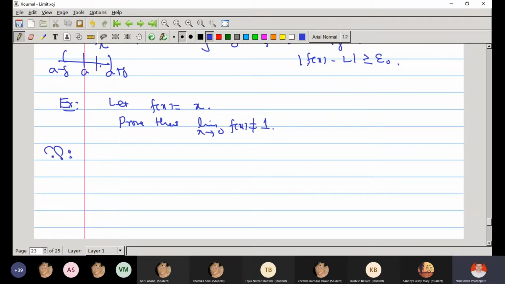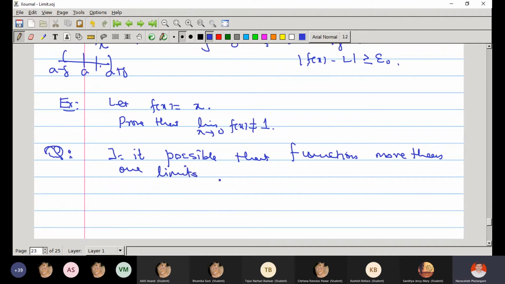Now the question is: is it possible that a function can have more than one, two distinct limits at a point? Is it possible that a function can have more than one limit at a point?